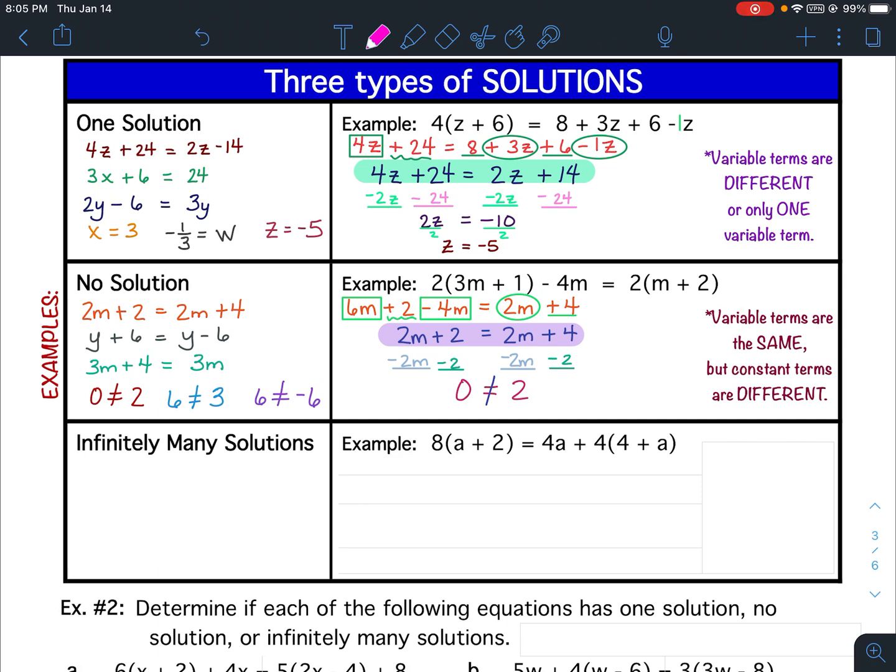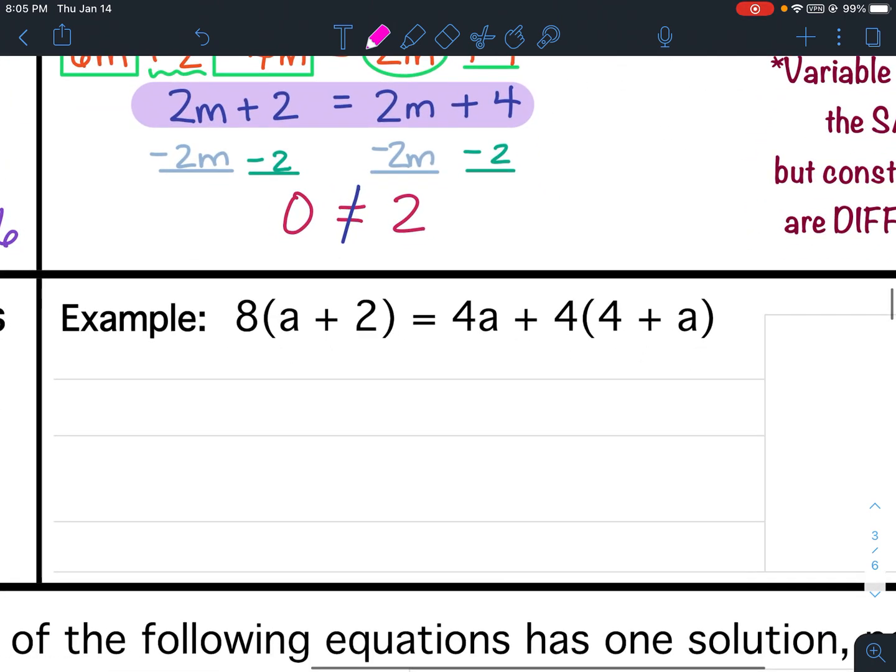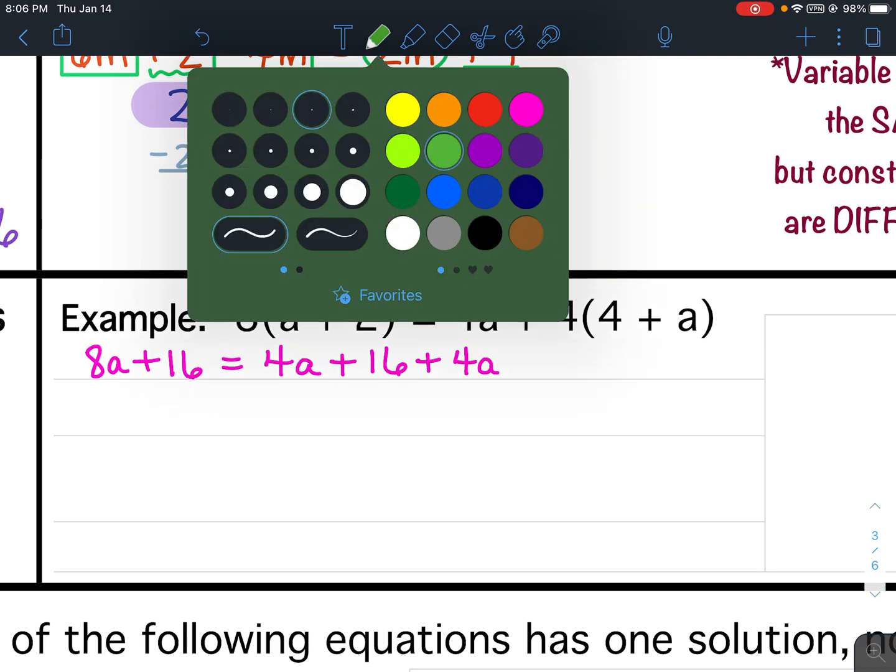Now we're going to talk about infinitely many solutions. That means you could plug any number in for the variable and the equation would still be true. All right, let's simplify this and show you what it looks like. So if I do the distributive property, 8 times a is 8a. 8 times 2 is 16. Bring down the 4a. 4 times 4 is 16. 4 times a is positive 4a. Now we combine like terms.